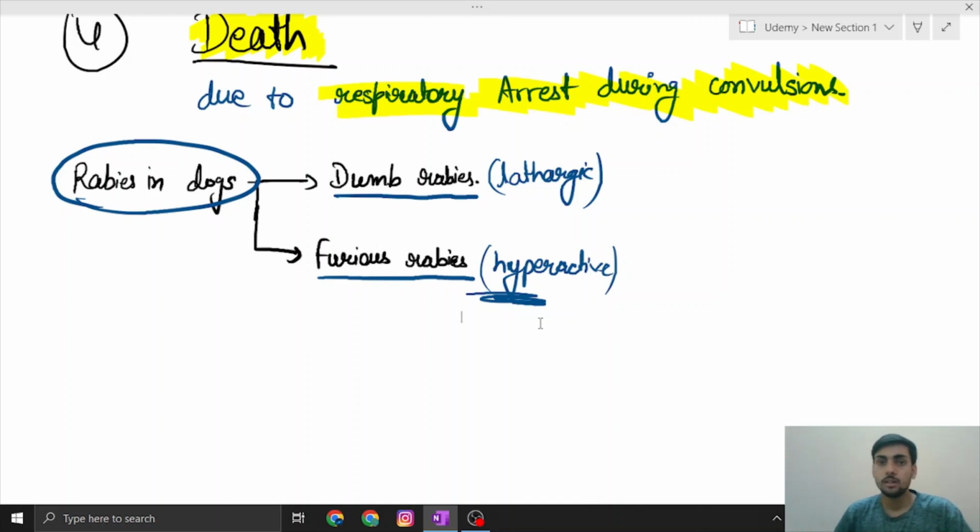Or a person might be going down a street and the dog might come from somewhere and suddenly bite him. That is because of its sudden change of nature. Because it shows hyperactivity, that dog can bite anyone indiscriminately.